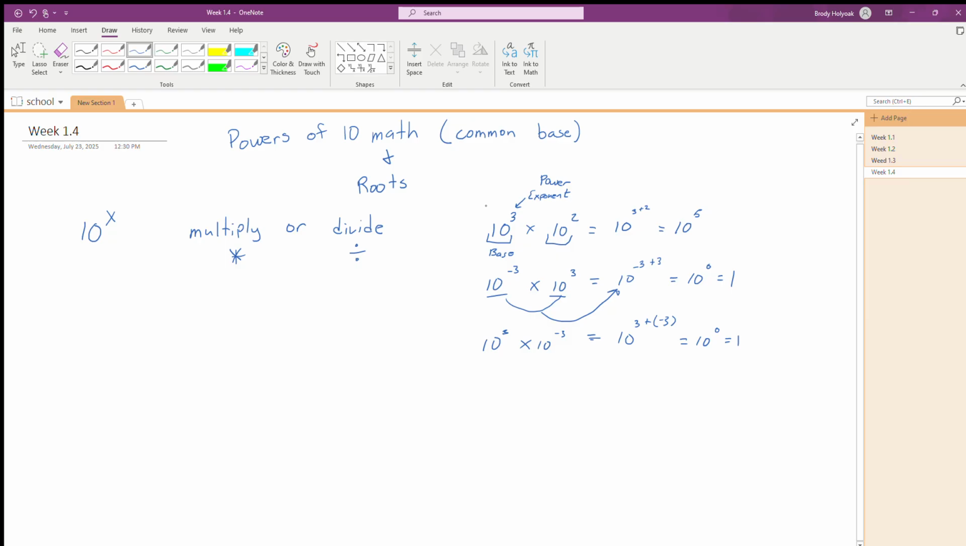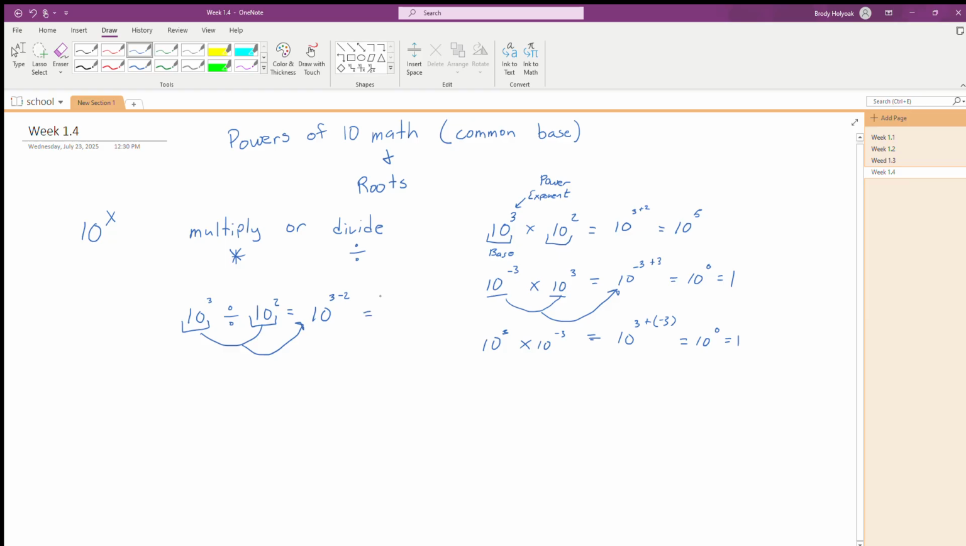So when we come into division, if I have 10 to the third and I'm going to divide it by 10 to the second, again, I keep my common base, which is 10. So that's going to be brought over. But this time, when I divide, I'm going to subtract my powers. So 3 minus 2. Now again, one thing to keep in mind is we've got to keep order of operations and work left to right. So in this case, it's 3 minus 2, not 2 minus 3. So left to right.